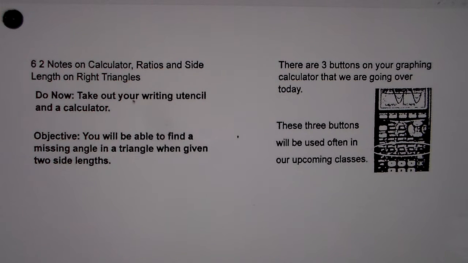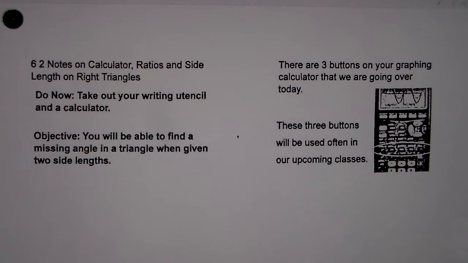You do now take out your writing utensil and your calculator. Objective, you'll be able to find a missing angle in a triangle when given two side lengths. We're also going to find the ratios and the side length of a triangle here. These are the notes that we saw on Friday before we left. There are 3 buttons on your graphing calculator that we're going to go over today.